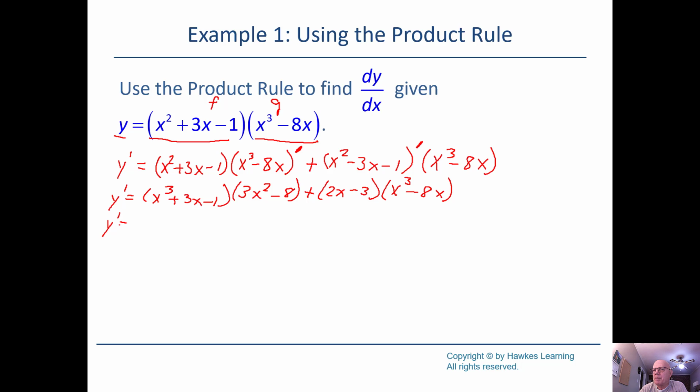Now, a lot of cleanup, if you want to call it that. First of all, we're going to multiply the x cubed times the terms in here. So x cubed times 3x squared is 3x to the fifth. X cubed times minus 8 is minus 8x cubed. I'm going to make a little mark down here so I know that I've used the x cubed. Now I'll multiply by the 3x. 3x times the 3x squared will give me 9x cubed. And 3x times minus 8 will give me minus 24x. I've multiplied by the 3x, check that off.